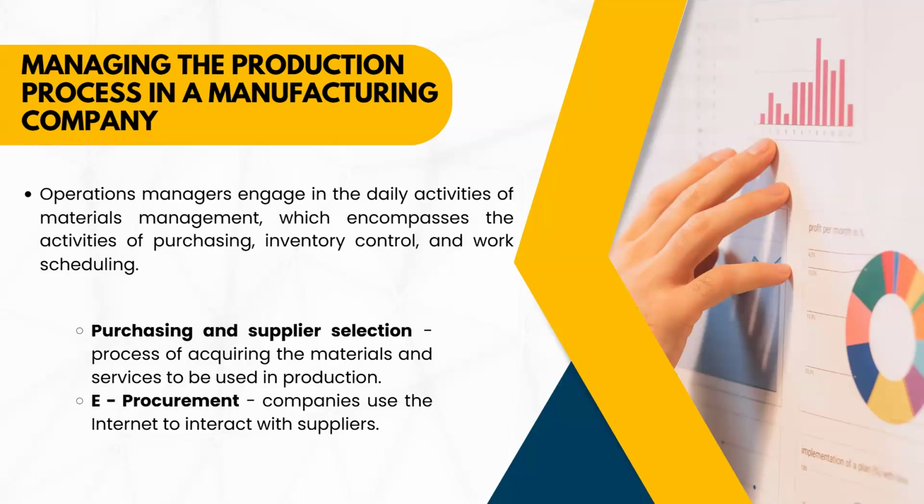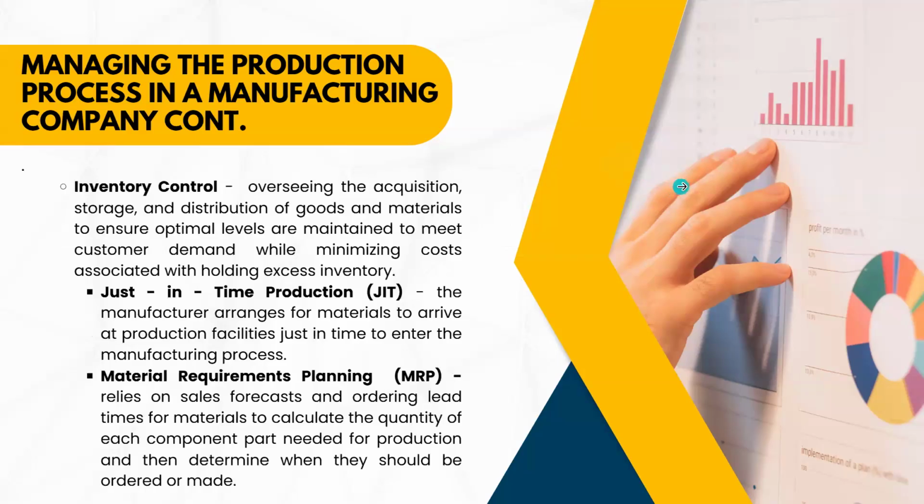E-procurement companies use the internet to interact with suppliers. Inventory control is overseeing the acquisition, storage, and distribution of goods and materials to ensure optimal levels are maintained to meet customers' demand while minimizing costs associated with holding excessive inventory.